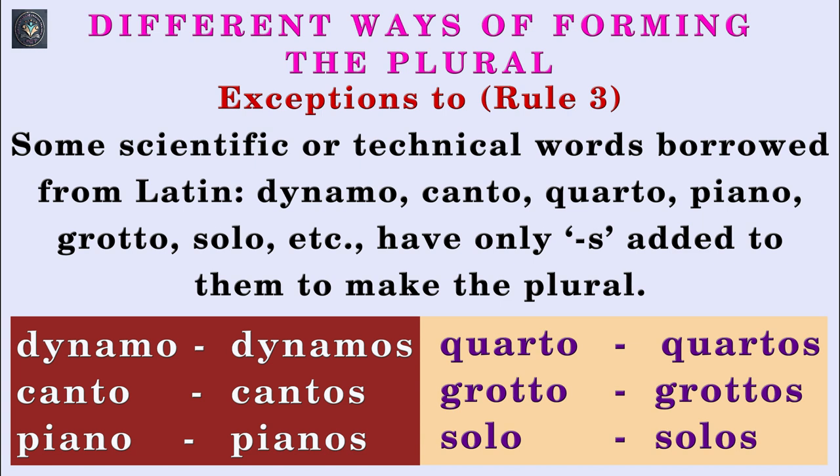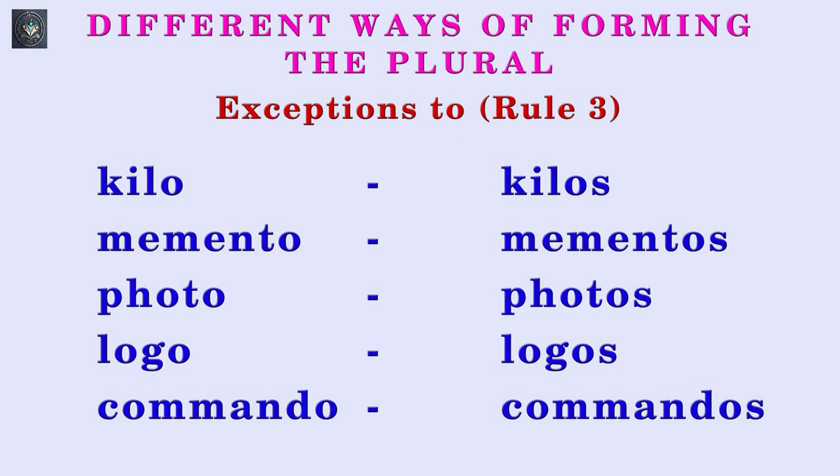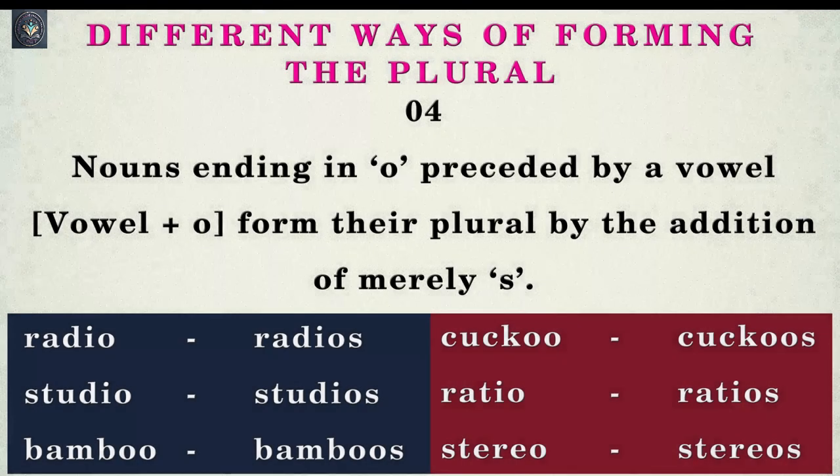There is an exception for the third rule. That is, some scientific or technical words borrowed from Latin like dynamo, canto, quarto, piano, grotto, solo, etc. have only s added to them to make the plural. For example, dynamo, dynamos, canto, cantos, piano, pianos, quarto, quartos, grotto, grottos, solo, solos. Let's see some more nouns of the same nature. Kilo, kilos. Memento, mementos. Photo, photos. Logo, logos. Commando, commandos.